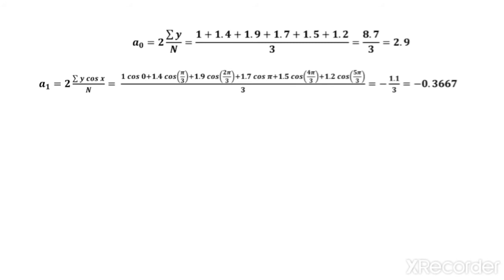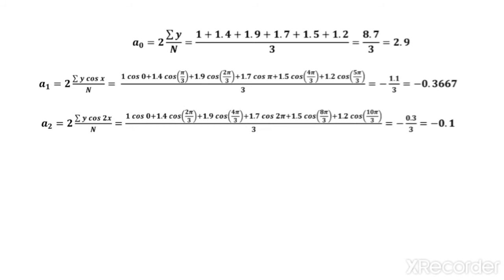minus 0.3667. To get A2, 2 summation y cos 2x by n, again put n equal to 6, 2 by 6 is 1 by 3, and for cos 2x, replace all x values starting from 0 and ending with 5 pi by 3, then take 2 times the x values, and y into those values, sum all the values and divide by 3, you will be getting minus 0.1.